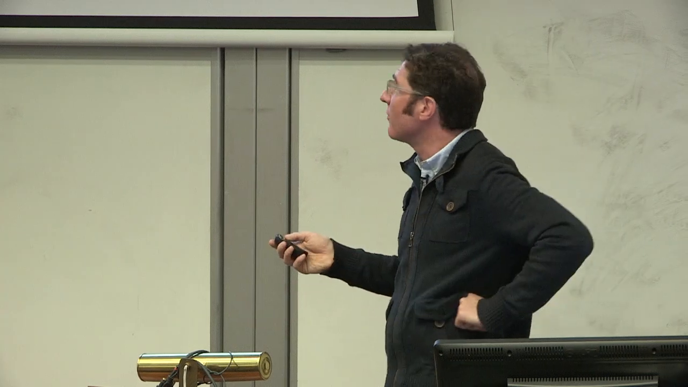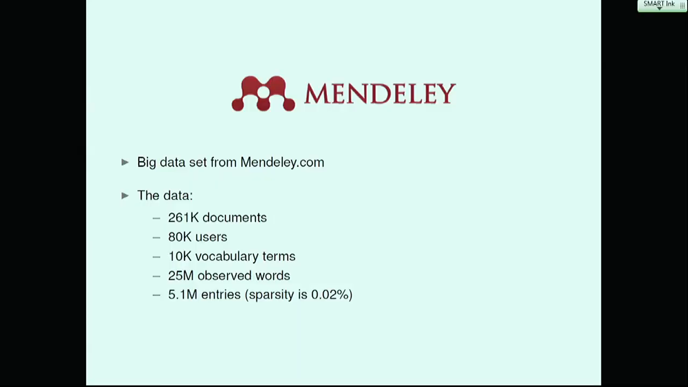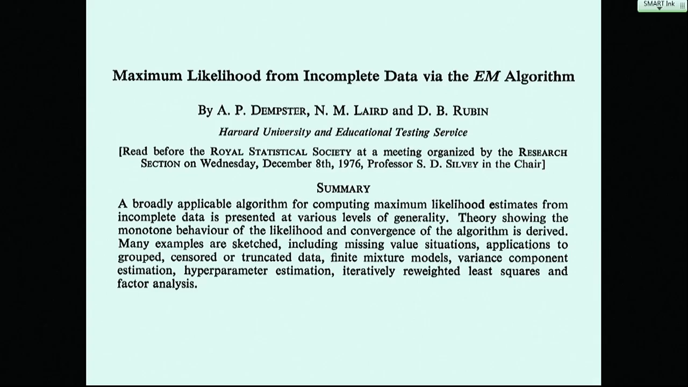Okay, let me just show you what this does. We have a big data set from Mendeley, 261,000 documents, 80,000 users. Mendeley is a company that got bought by Elsevier, and they gather BibTeX files from scientists. They just collect BibTeX files from scientists, and then scientists can share their BibTeX files with each other through Mendeley. So we have a big data set from them with 260,000 documents and 80,000 people, and we fit one of these models to Mendeley.